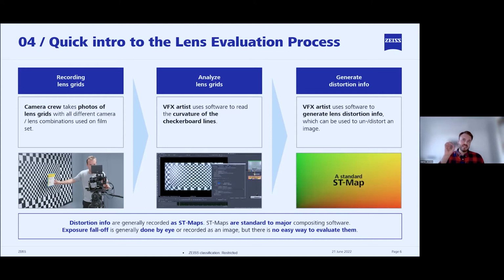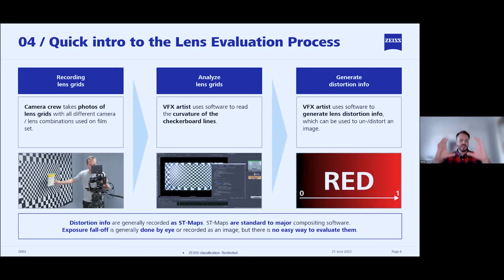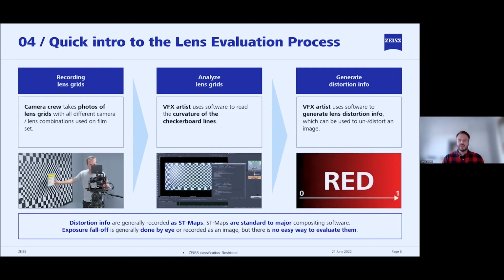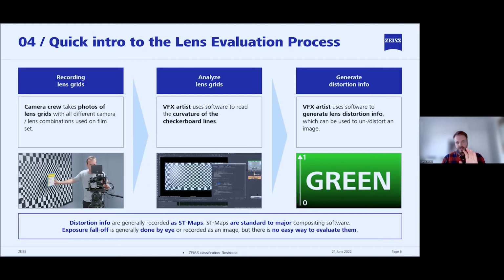And in certain cases, they do a process. It's called gray cards, where they just take a photo of a white card, and then on the recording, they see the vignetting, the exposure fall-off, and then they can replicate it in the compositing process. But yeah, for the distortion, they have this complicated process called lens evaluation.